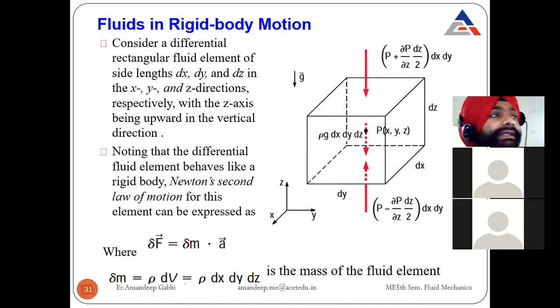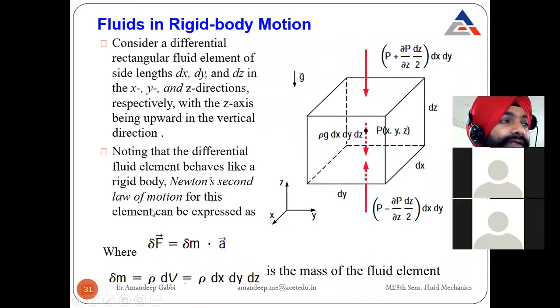Now we have to study the fluid in rigid body motion. Consider a differential rectangular fluid element of side lengths dx, dy, and dz in the x, y, and z directions. We have this cuboid which has dx, dy, and dz. Y in this direction, x in this direction, and z in this direction, with the z-axis being upward in the vertical direction. Now z is in the upward direction. Noting that the differential fluid element behaves like a rigid body.